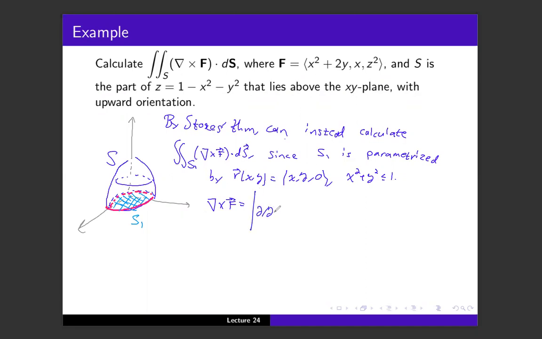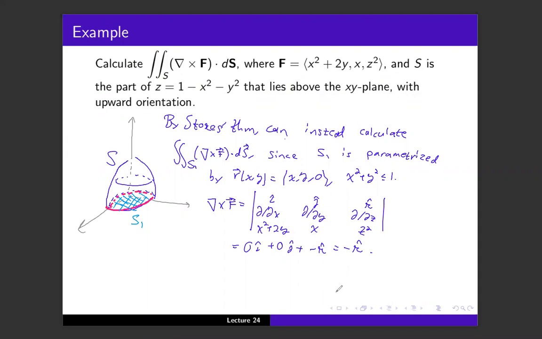Well, del x, del y, del z, x squared plus 2y, x, z squared, i, j, k. And what does that become? In the i direction, we get 0. In the j direction, we get 0. In the k direction, we get -1, right? Delta x minus delta y of x squared minus 2y, it's 1 minus 2, so -1. So the whole thing is just negative k. That's the curl. That's a massively easier curl to work with.